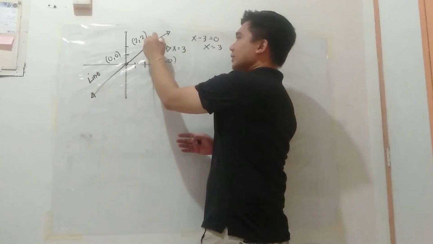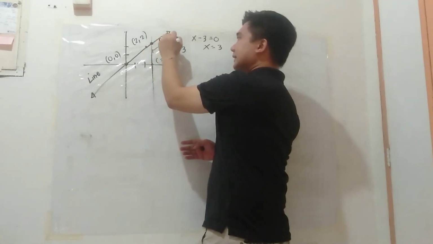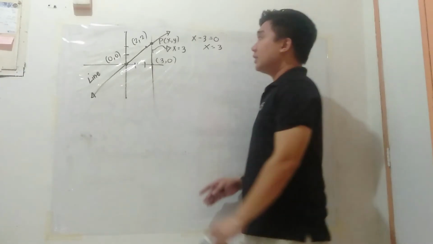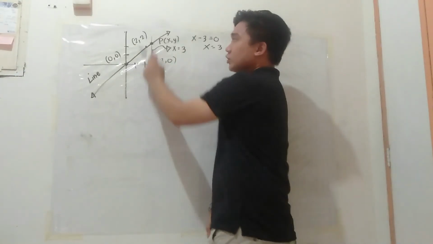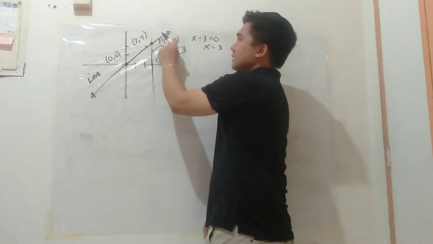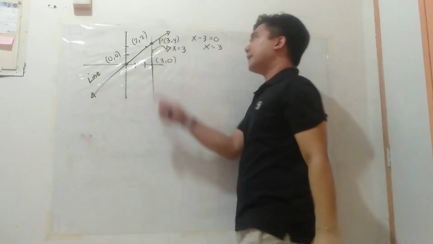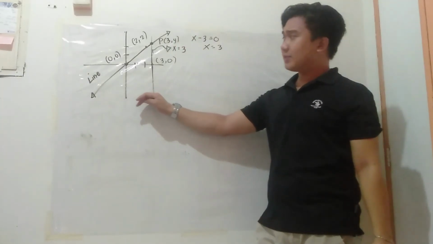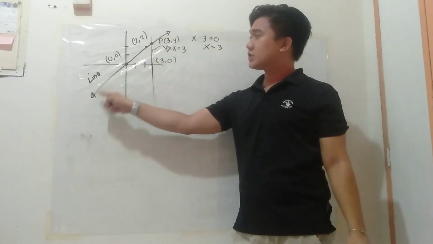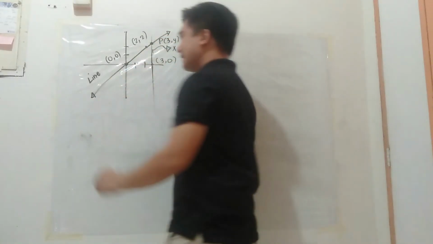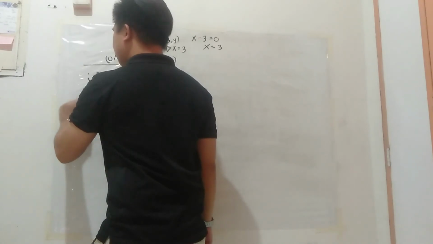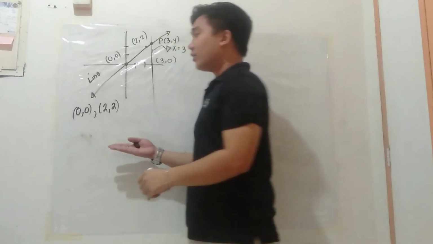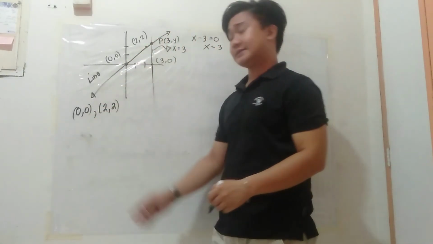Unfortunately, hindi pa po natin alam kung ano yung point na yan. Okay? Pero isang bagay na sure ako, yan ay x equals 3 kasi dito po tumama. Okay? So, 3, y. Wala pa tayong y. Okay? So, paano natin malalaman yung value ng y? Kailangan muna nating malaman kung ano yung equation ng linya na yan. Di ba yung linya na yan ay dumadaan sa 0, 0, tsaka sa 2, 2? Okay? And then, pwede mong mahanap yung slope ng line na yan.